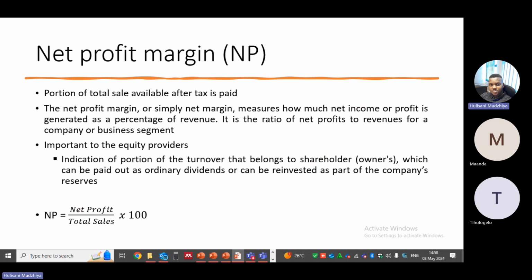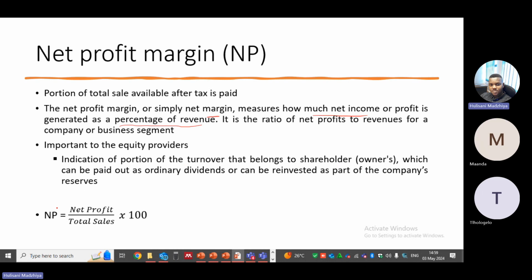So then this brings us to the net profit. The net profit is the total profit available after sales and after tax is paid, or after all the expenses are paid. So the net profit margin is the profit that is realized after all the expenses have been taken into account. Here it says that the net profit margin is simply the net margin. It measures how much net income or profit is generated as a percentage of revenue, which is also known as sales. It is the ratio of net profit to revenue for a company or a business segment. It is an indication of the portion of turnover that belongs to the shareholders or the owners of the business.